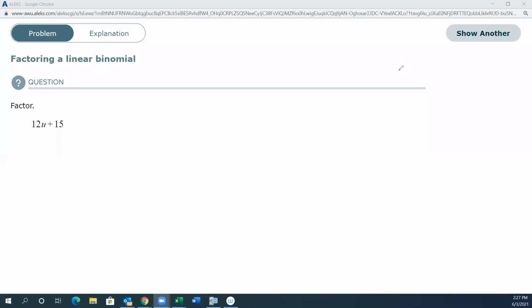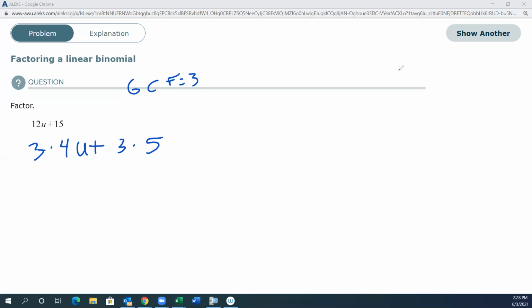All right, so now we're going to factor a linear binomial. In other words, we're going to pull out the greatest common factor. Factor out the greatest common factor. Well, the biggest thing that divides into 12 and 15, their greatest common factor is 3. So I could rewrite this as 3 times 4u plus 3 times 5. And just rewrite the 12 and the 15 using that greatest common factor of 3.